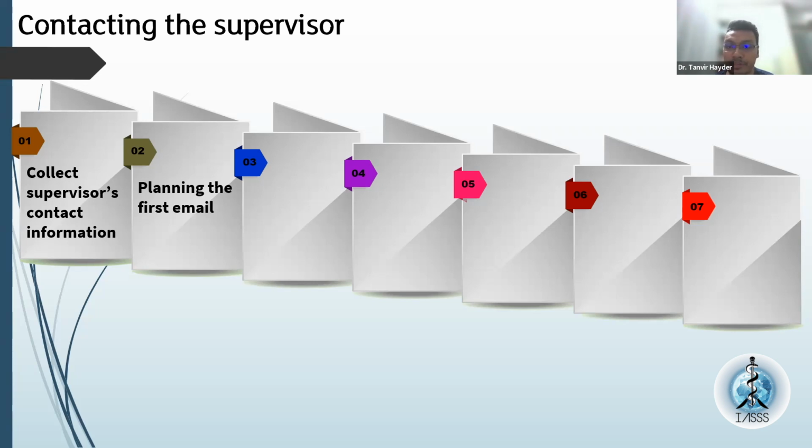Now you need to start planning the first email. There are several considerations you should make before contacting a potential supervisor. It is important to carefully plan both the people you want to contact and the email you want to send. So how do you go about planning the first email? Draw up a list of potential supervisors and perform relevant background reading about each one.